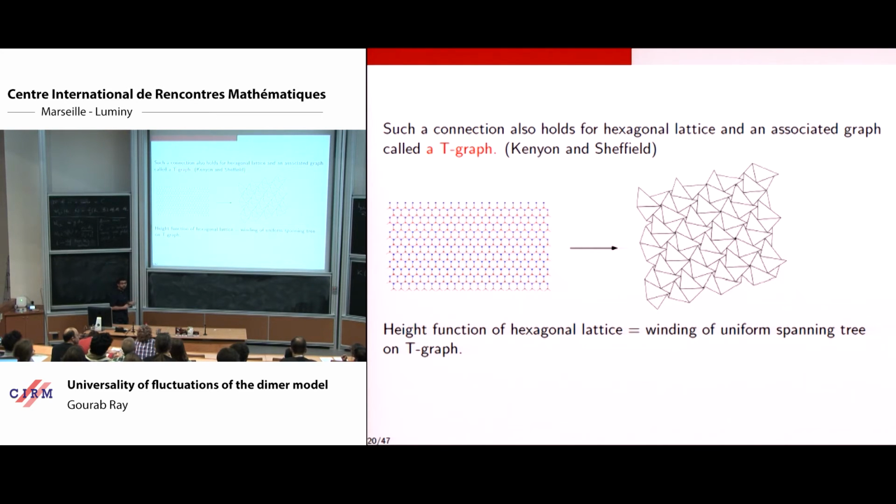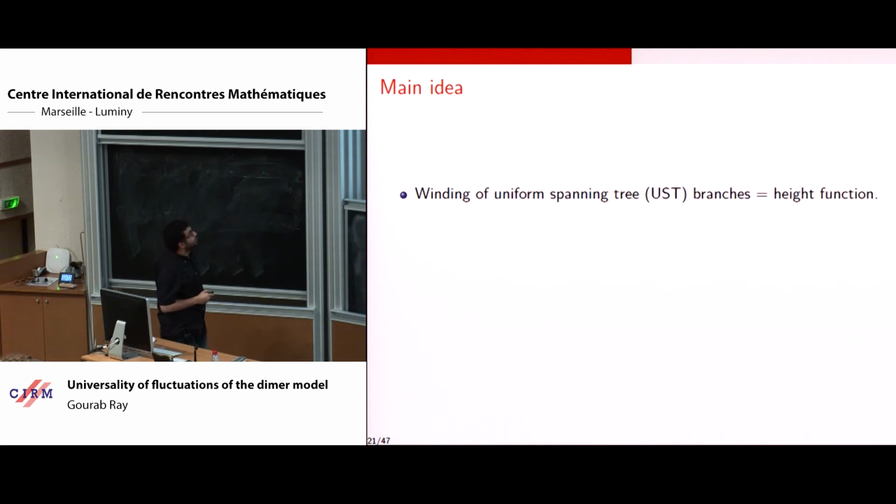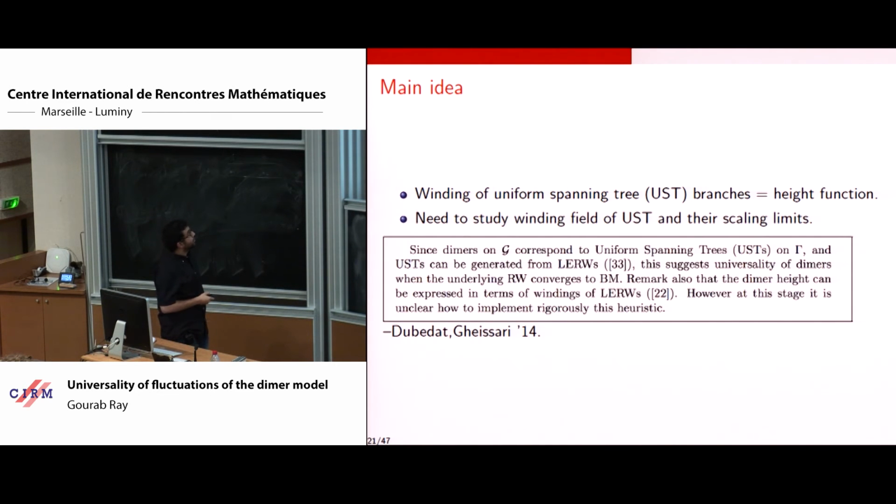What's the connection with uniform spanning tree, etc.? So that's what I'm going to explain to you now. Let me quickly mention that this is not our observation. This was known from way before, and people tried to think about it. So this is one excerpt of the approach I just explained to you, in a paper of Dubédat and Gheissari. However, it was not clear how to implement it. So that's kind of the thing we do in this paper.